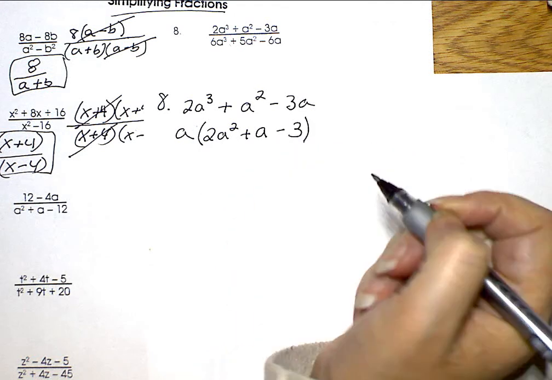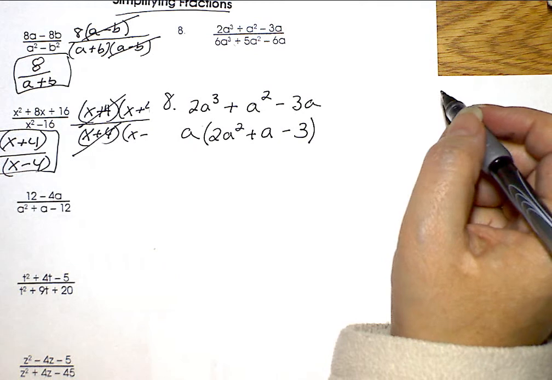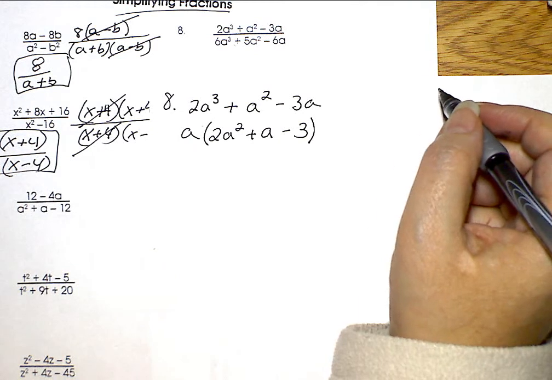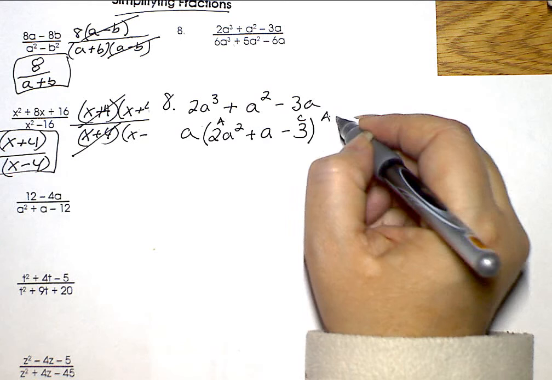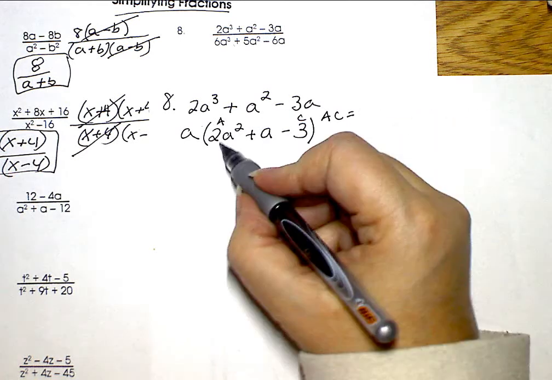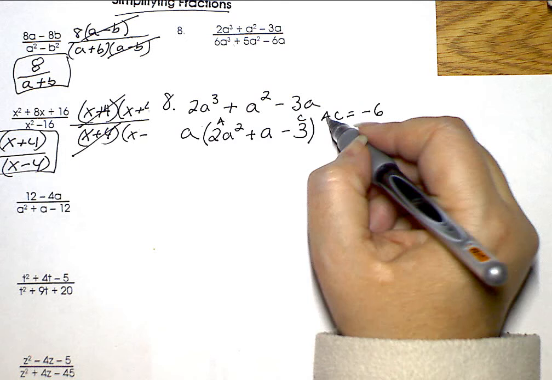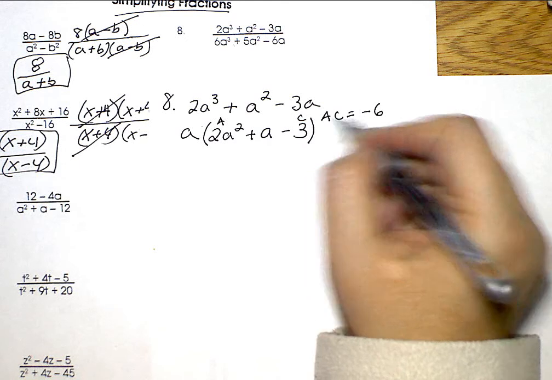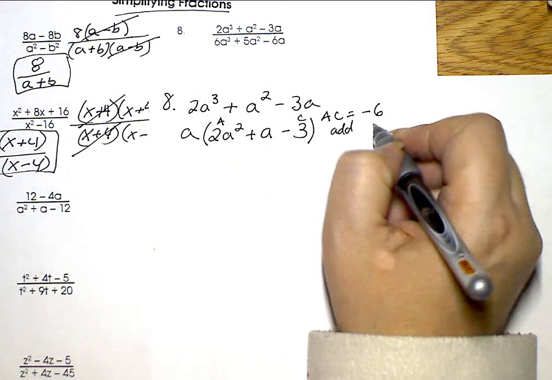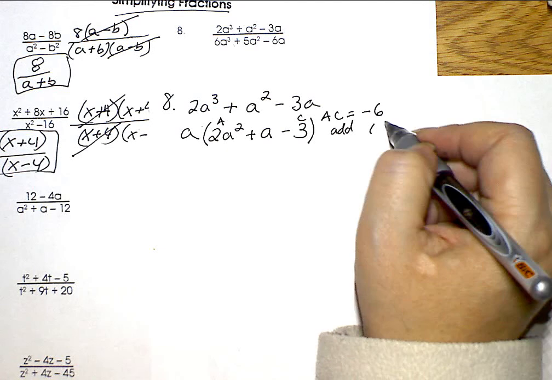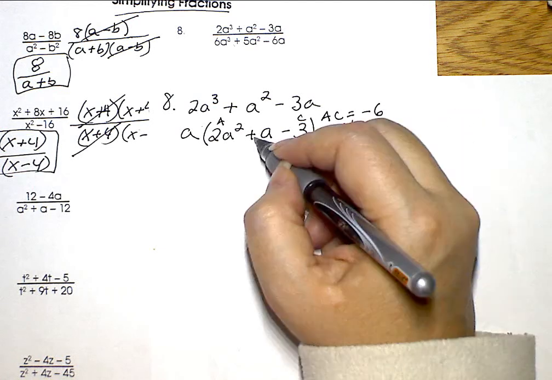All right, so now we pulled out what's in common. Now what's the next step? AC. So AC equals what? 2 and negative 3 is negative 6. We're looking for two numbers that multiply together to give me negative 6, that when I add them equals b, which is 1. 2 and 3. And your 2 is your negative.